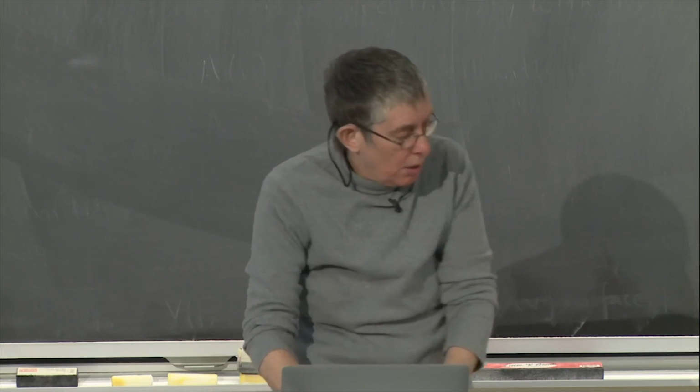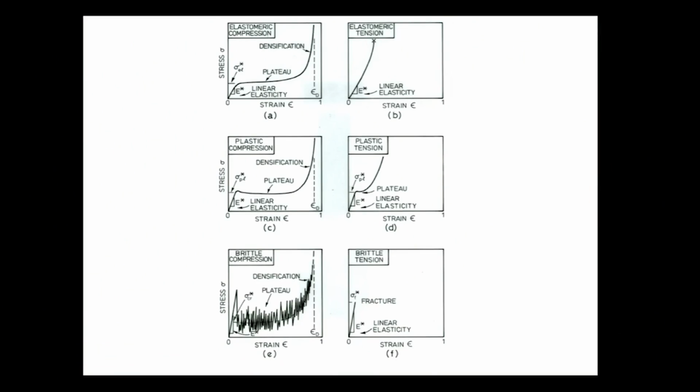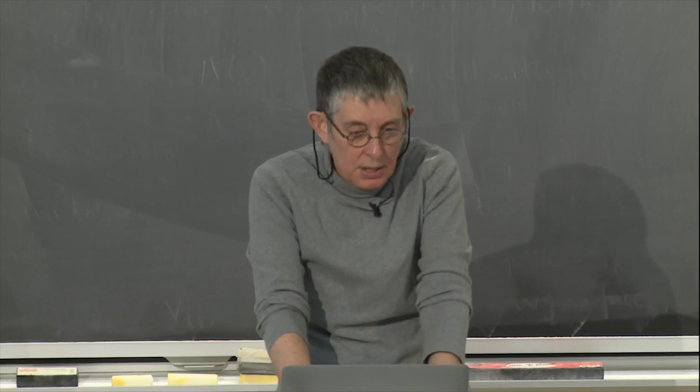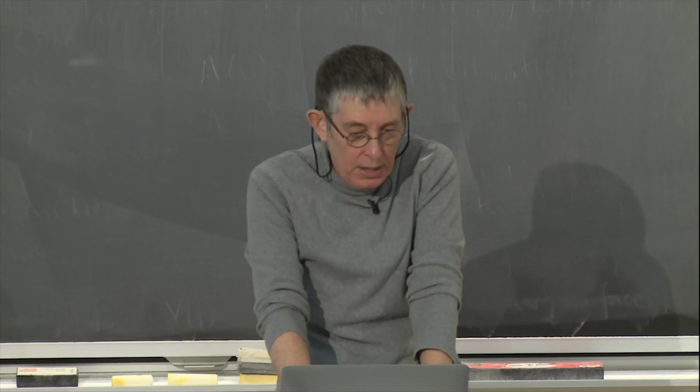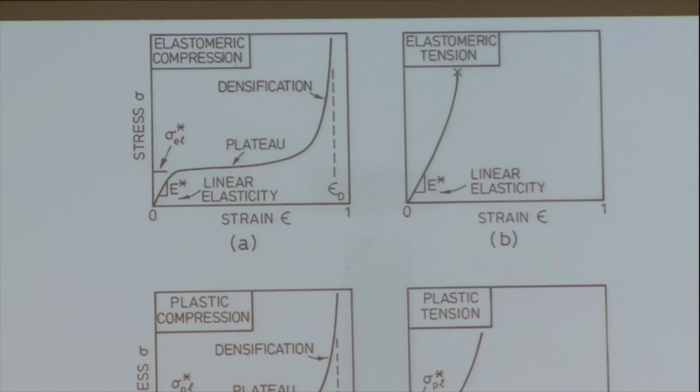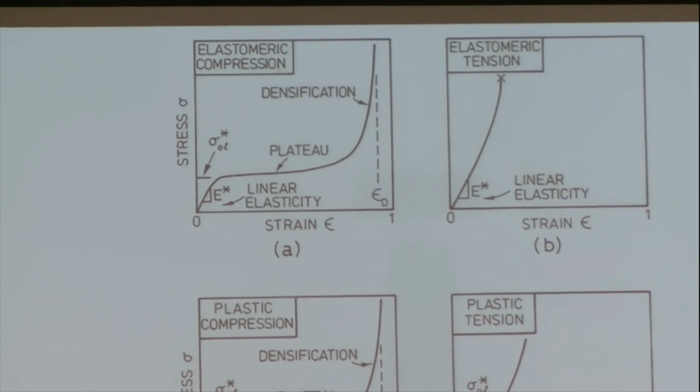So if we load our honeycomb up, we get stress-strain curves that look like this. The ones on the left, these three, are all in compression, and the ones on the right, these three, are all in tension. Let's talk about the compression ones first, starting at the top. This is an elastomeric material, like one of these rubber honeycombs. This would be a material that yields plastically, like an aluminum honeycomb. And this would be a honeycomb that fails in a brittle manner, like one of those ceramic honeycombs.